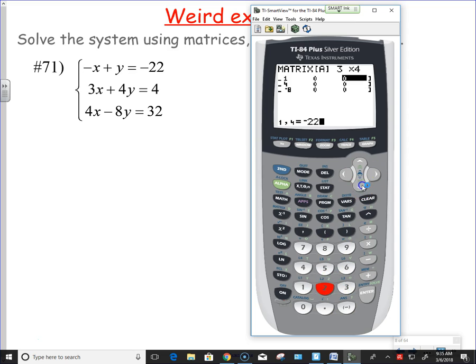So we have negative 22, we have 4, and we have 32. So maybe the problem is we just didn't think about what the calculator was going to see this as, and we need to actually put 0z, 0z, 0z. Now we could try. Is it any better? It actually just got a whole lot worse. What just happened?